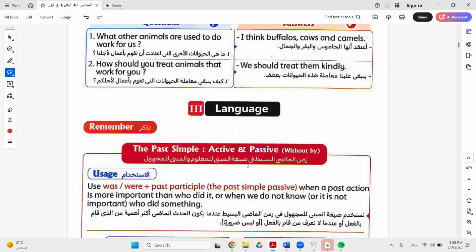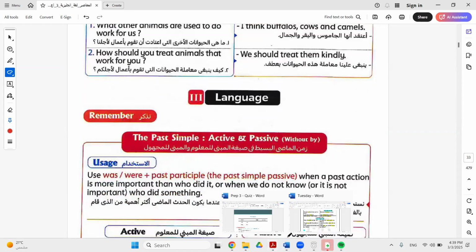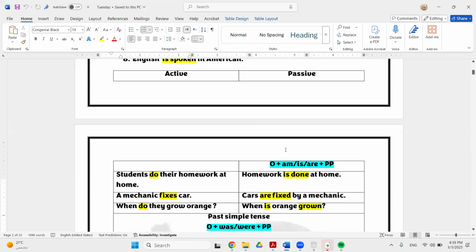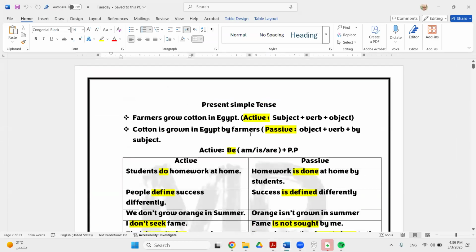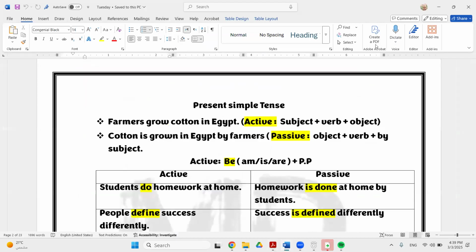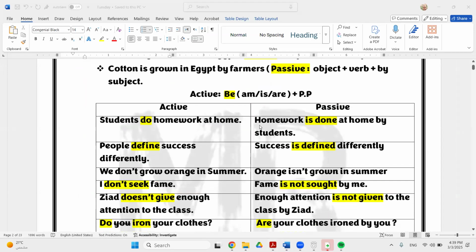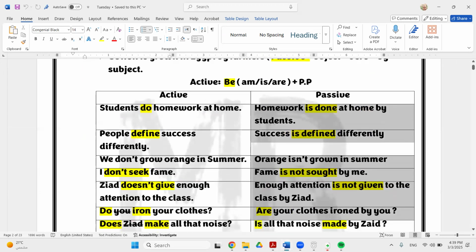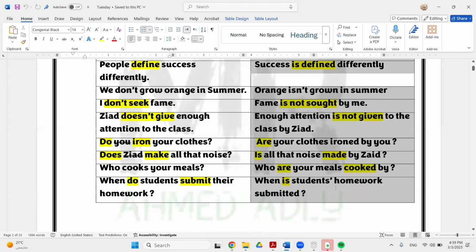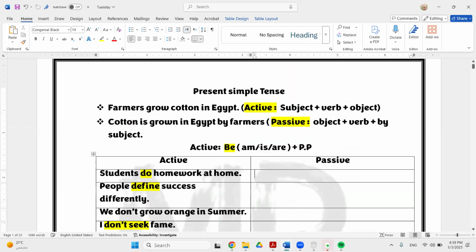Okay, now let's move to the grammar lesson. We're still talking about active and passive forms. This is just a reminder. Last session, what is the difference between active and passive form? Sentence order. We said in the English language we have two voices, the active voice and the passive voice.